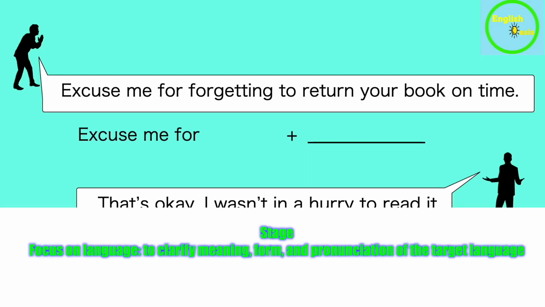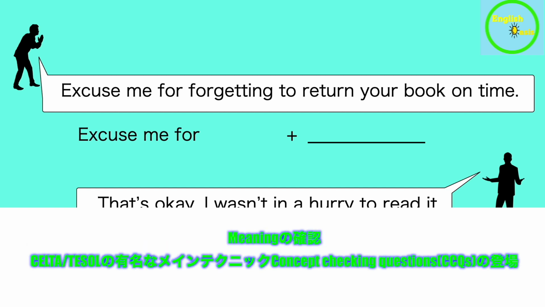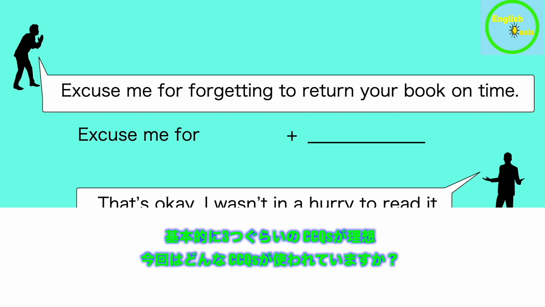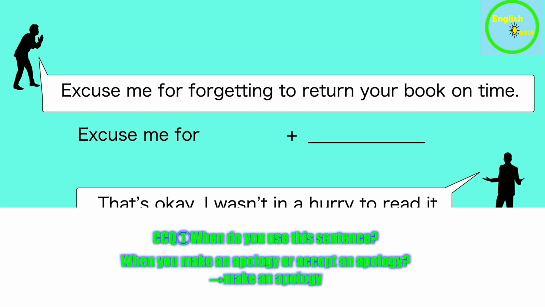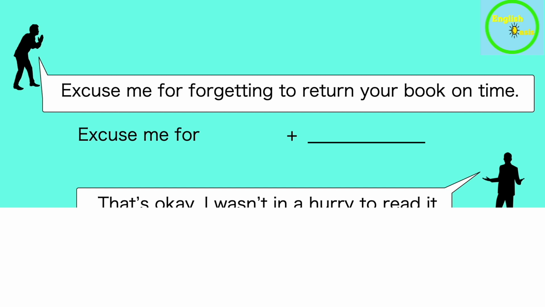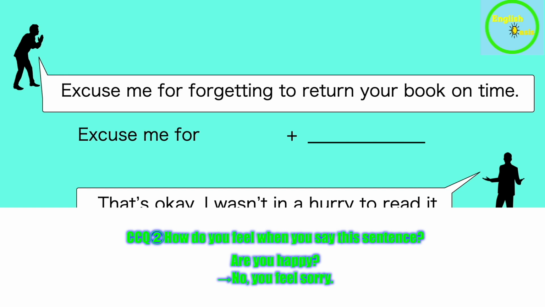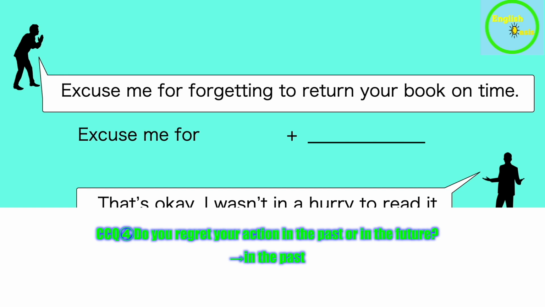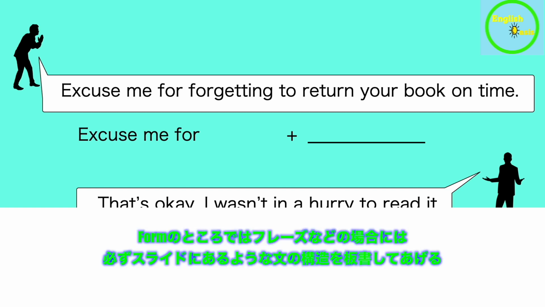Please look at the first sentence. So first sentence, excuse me for forgetting to return your book on time. When do you use this sentence? When you make an apology or accept an apology? Great, when you make an apology. How do you feel when you say this sentence? Are you happy? No, you feel sorry. Do you regret your action? Yes. Do you regret your action in the past or in the future? In the past.